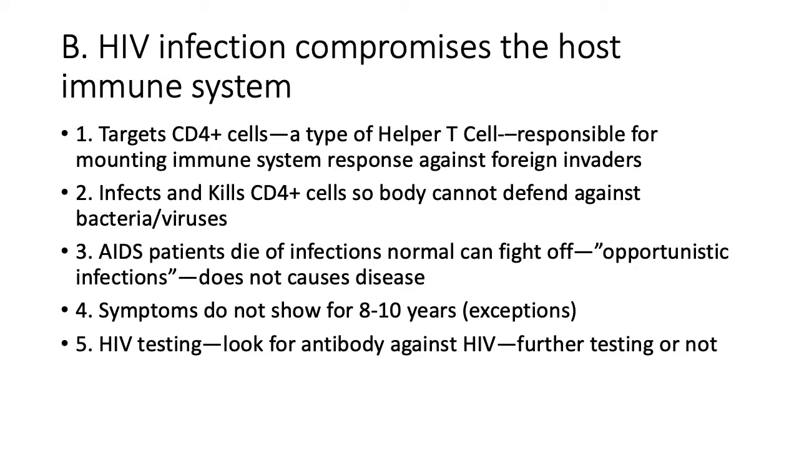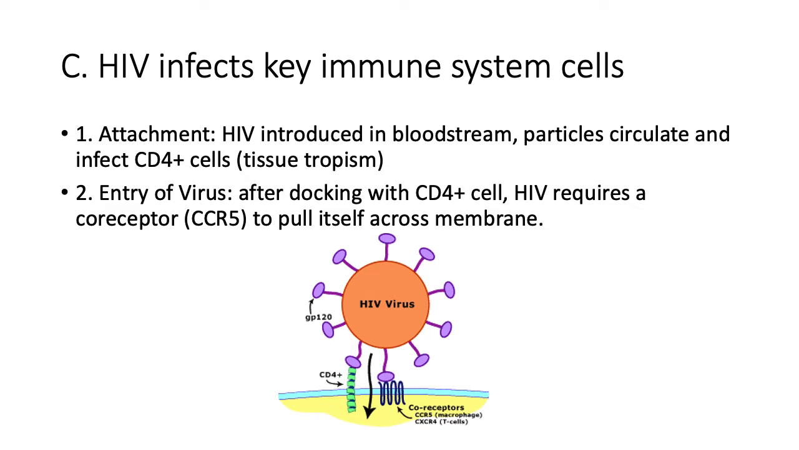Okay, so now I'm going to walk you through the five steps of how a virus infects, but it's going to be specific to HIV. So step one, remember, is attachment. HIV gets introduced to the bloodstream, and it's going to attach to these CD4 plus cells. So we have tissue tropism. It's very specific to a certain type of tissue, or in this case, a cell.